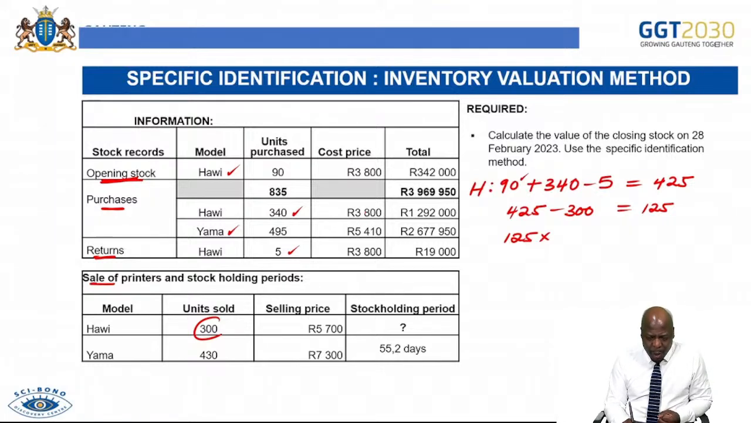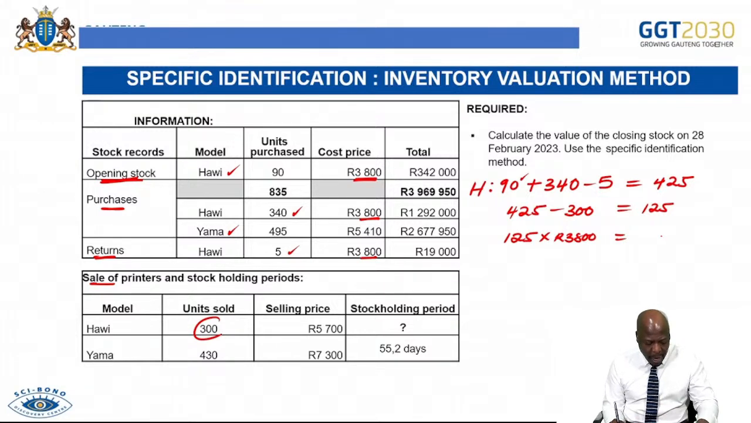We go back to the Howie. You can see that the opening stock had a cost price of 3.8 and it remained the same because it is specifically identified in this way. And then it is 3.8 again here. Even on the returns, it still is 3.8. That means when I come here, I know its specific cost for the Howie. How much is that? 3,800. Therefore, if I multiply these, I will get an amount which is 475,000. This is for the Howie.